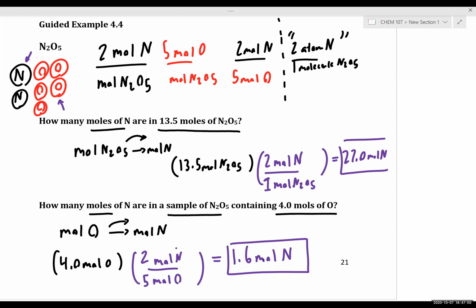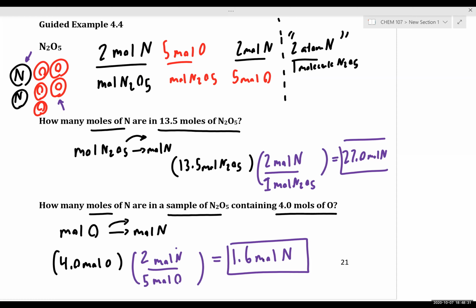Does this make sense to everyone? Any other questions that I can address? Yes, my question was when you calculated the answer, you multiplied the 4.0 moles by 2. Yes, we multiply it by the ratio of 2 over 5 because we have 2 moles of nitrogen in our formula per every 5 moles of oxygen. So you take 4 times 2 divided by 5. Okay, got it. Thank you.